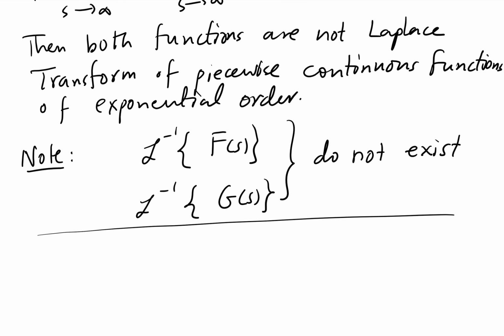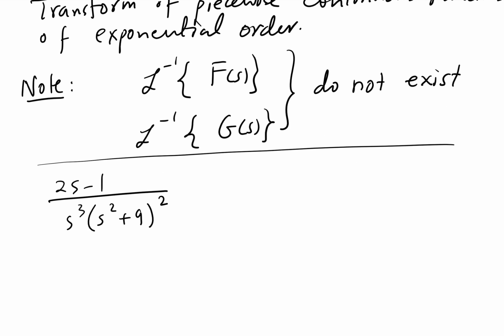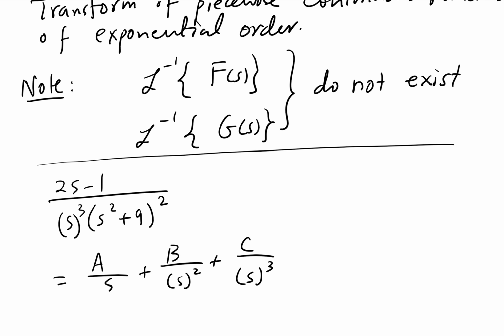Let's say you have 2s minus 1 over s cubed times s squared plus 9 squared, and you want to do a partial fraction decomposition. You're going to go, this s means the whole s being cubed, so a over s, and then you do b over s squared plus c over s cubed. Because you look inside the parentheses, we have a linear factor, that's why the tops were all constants, if you forgot about it.